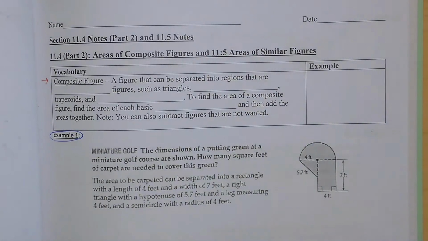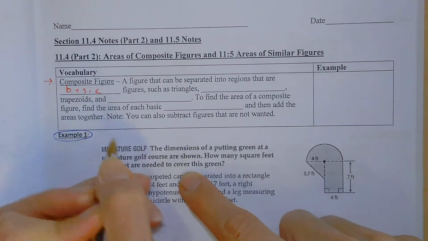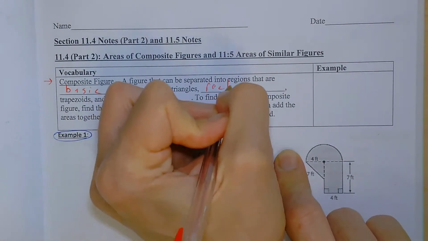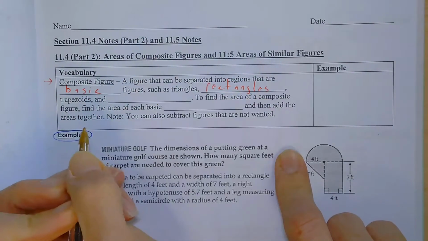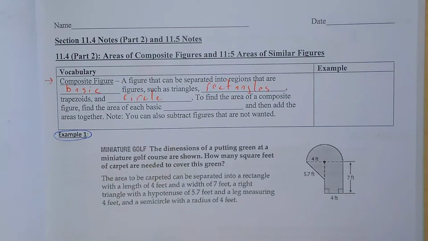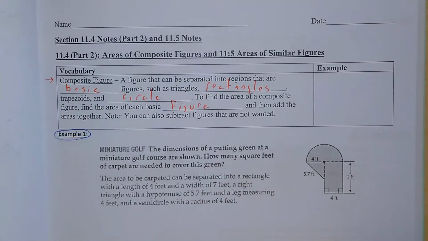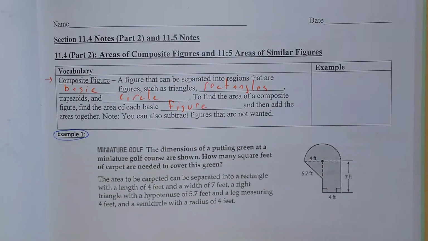Right, the second part of section 11.4 is called composite figures. Composite figures are figures that can be separated into regions that are basic figures, such as triangles, rectangles, trapezoids, circles, etc. So to find the area of composite figures, you need to find the area of each basic figure and then add all the areas together. Keep in mind that you can also be subtracting things off, so you can either add everything up or subtract off what you don't want.